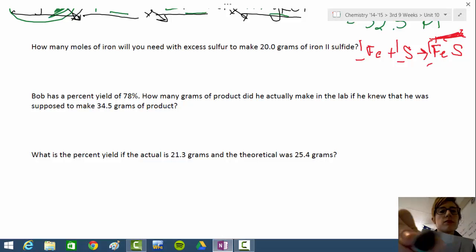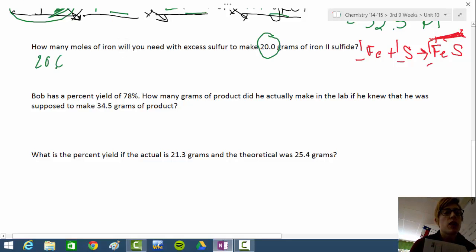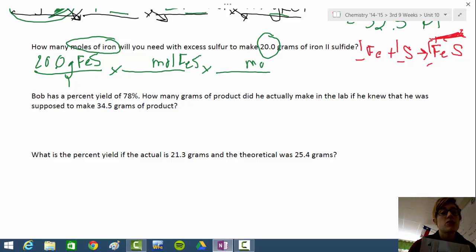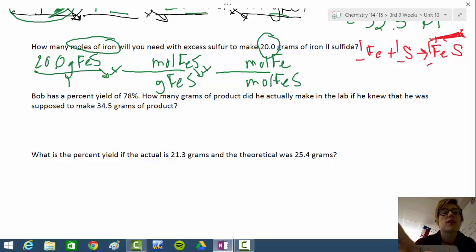Now let's look at the problem. It says we have 20 grams of our product, so I'm going to write that here, 20 grams of iron sulfide over 1. And it's asking for moles of iron. So I'm going from grams of A to moles of A to moles of B, and then I get to stop. I don't have to go to grams of B, because it doesn't want grams, it wants moles. So I'm moving my units here, catty corner, so they can cancel out. Now I put in numbers.